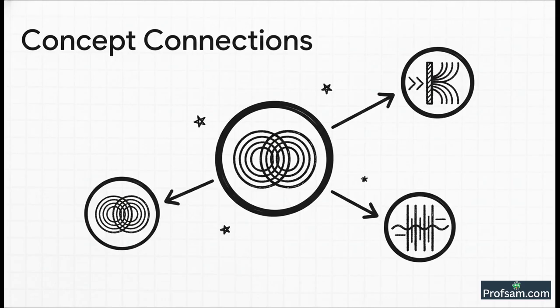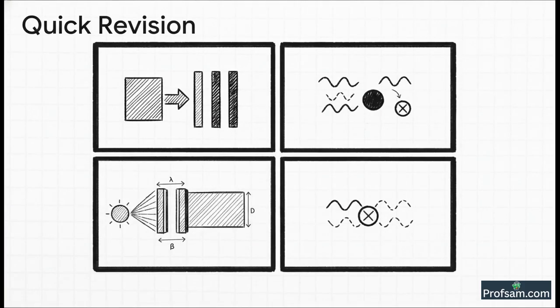In fact, you can think of diffraction as a special kind of interference, just one that happens from countless tiny sources all packed closely together. So, for your quick revision notes, here are the key takeaways. Number 1. Interference is all about the redistribution of light energy.